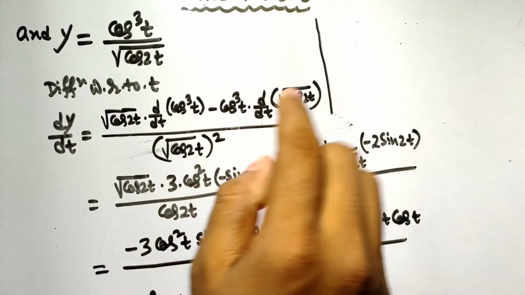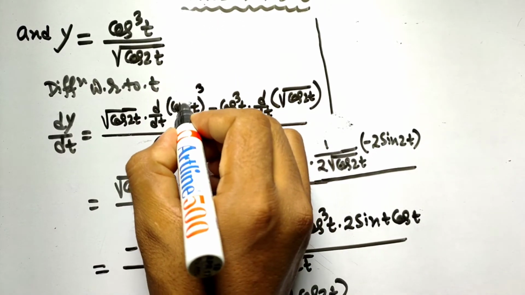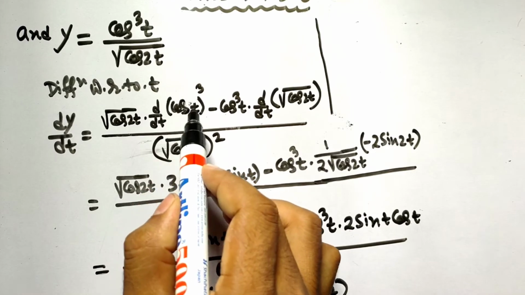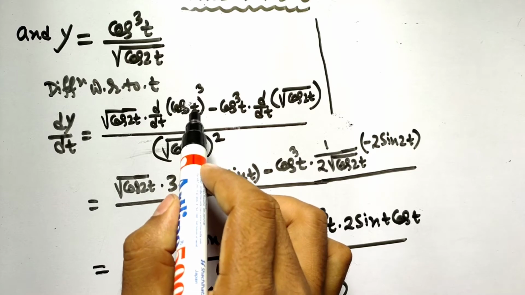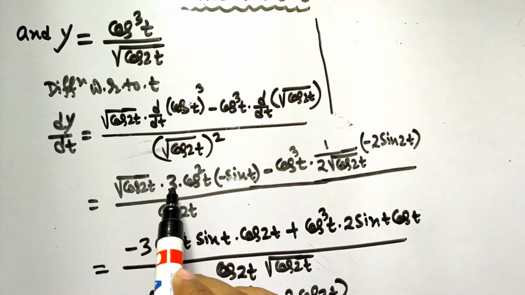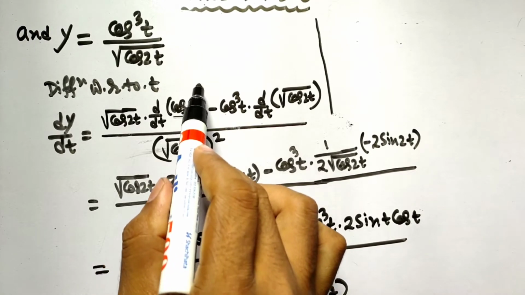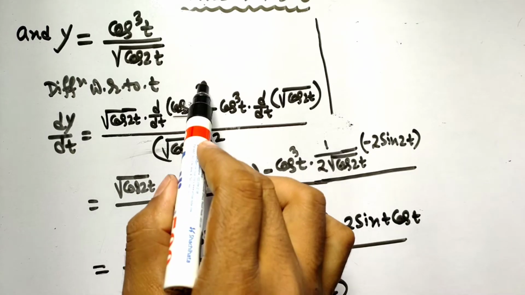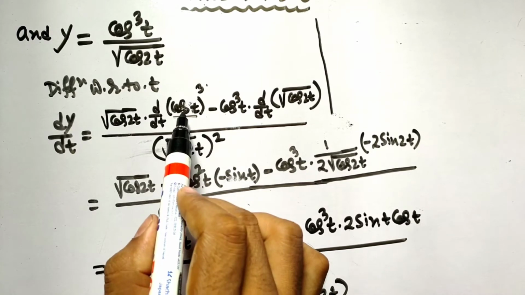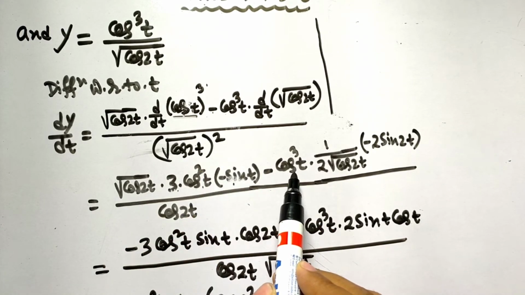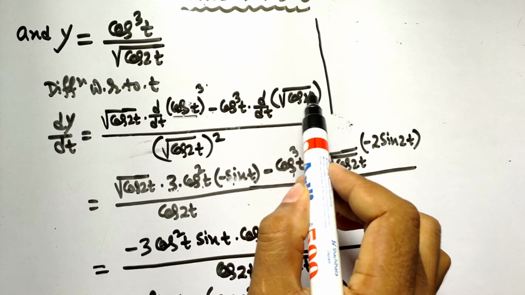So cos cube t, you can write cos t whole cube. Consider cos t as u and 3 as n. So you can use the derivative of u to the power n, which is n into u to the power n minus 1 into derivative of u. So cos t whole to the power 3 derivative is 3 into cos t whole to the power 3 minus 1 into derivative of cos t, that is 3 cos square t into minus sin t, minus cos cube t remain as it is, and assume cos 2t is u.